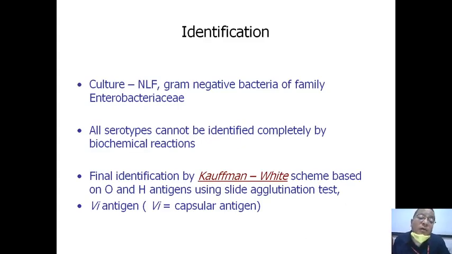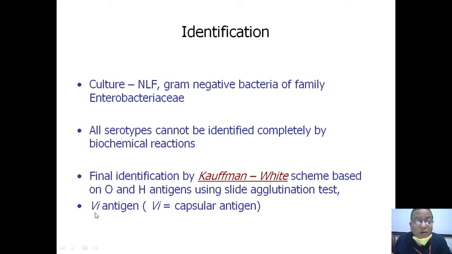Before that, from the blood culture, one isolates the gram-negative, non-lactose fermenting bacteria, does specific tests for Enterobacteriaceae, identifies it as a Salmonella, and then subsequently does serotyping and identifies it as Salmonella typhi or Salmonella paratyphi A or paratyphi B.